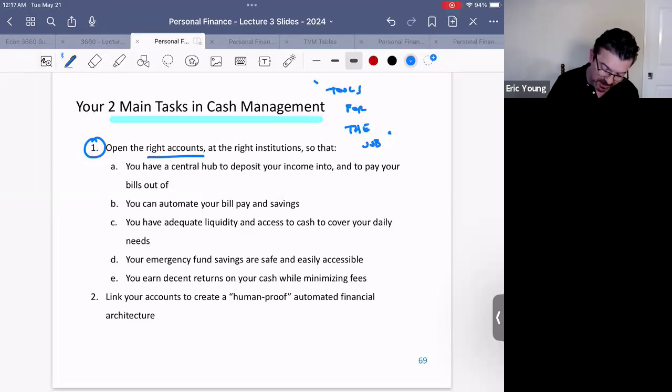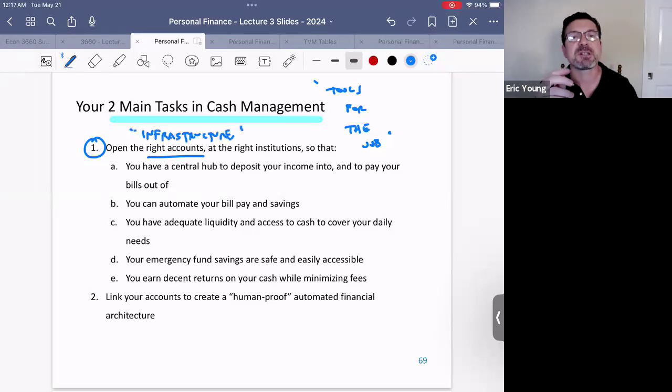Ultimately, what we're talking about here is sort of like infrastructure. Your first task is to build the appropriate infrastructure, or if you don't like that term, architecture. It's like you're an architect trying to build the ideal setup, the ideal system, so that all of your needs are met in a seamless, easy, automated, foolproof way. That's going to require that you open the right accounts and that you do it at the right institutions.